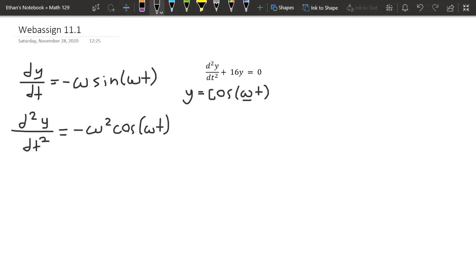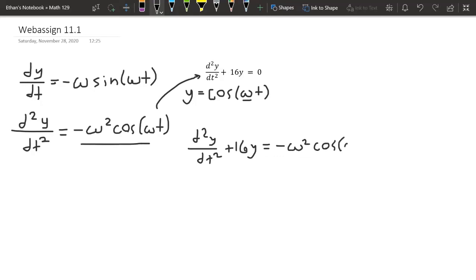So next, all we have to do is plug this into our equation from earlier, which is going to get us d squared y over dt squared plus 16y is equal to, using this here, negative omega squared cosine omega t plus 16 cosine omega t, which is going to be equal to 0.